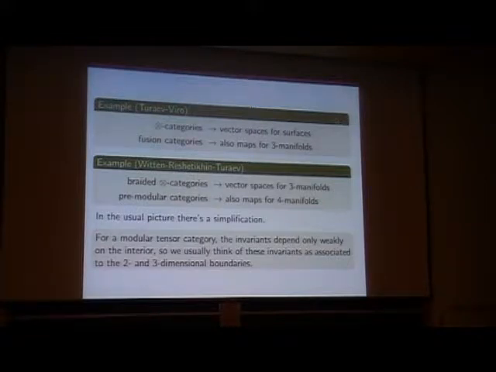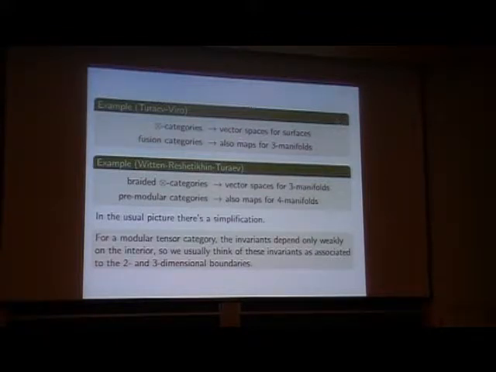So this general machinery says at least we get vector spaces for three manifolds. If you satisfy some finiteness condition, you also get maps for four manifolds. But this is not at all the usual way to talk about Witten-Reshetikhin-Turaev theory. We're used to thinking of those invariants as being one dimension down: vector spaces for two manifolds and maps for three manifolds. And the point here is that if you start with a modular tensor category, the representation theory of a quantum group at a root of unity, semisimplified, then the invariants that we build from this recipe only depend weakly on the interiors of these three and four manifolds.